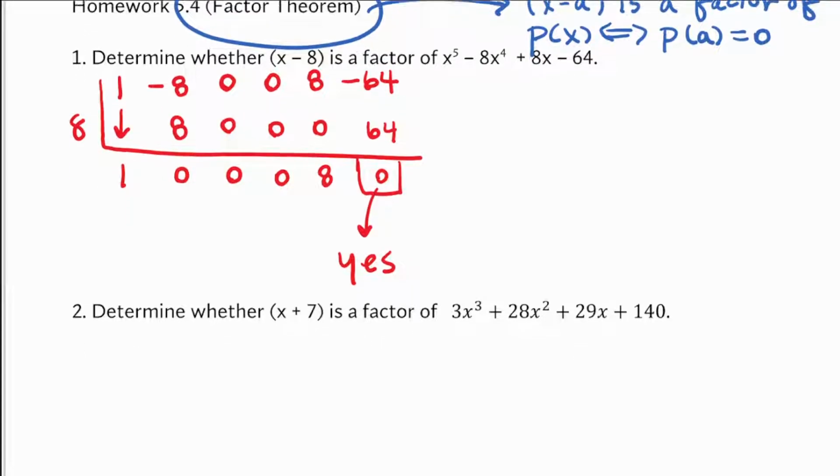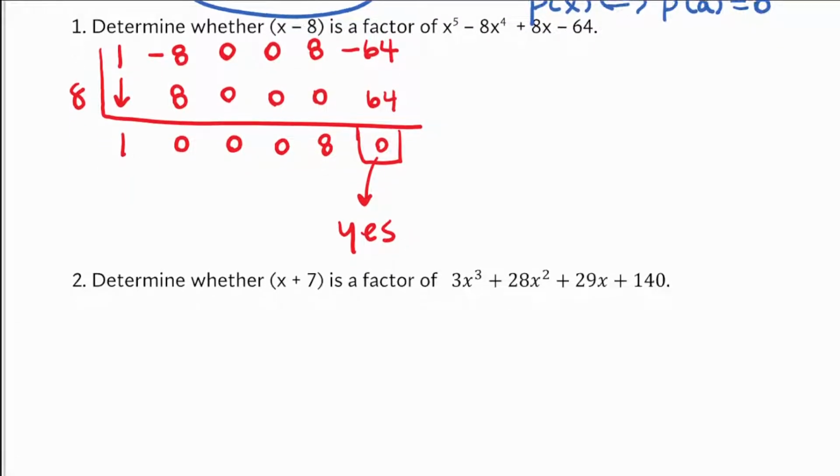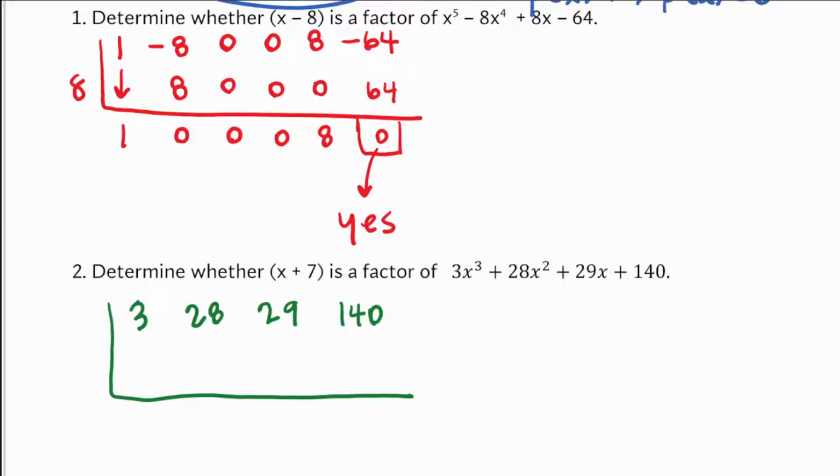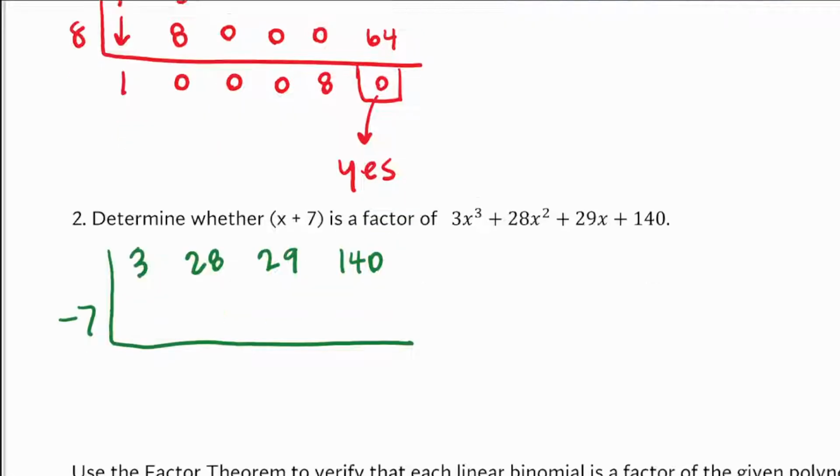And then we've got another one where we're going to determine if this binomial is a factor, and so we're going to again set up for synthetic division. So we're going to say, all right, 3x to the 3, 28x to the 2, 29x, and 140. That's some interesting coefficients, but I have a feeling it's going to work out just right. Okay, so over here I've got x plus 7, so I'm going to check negative 7.